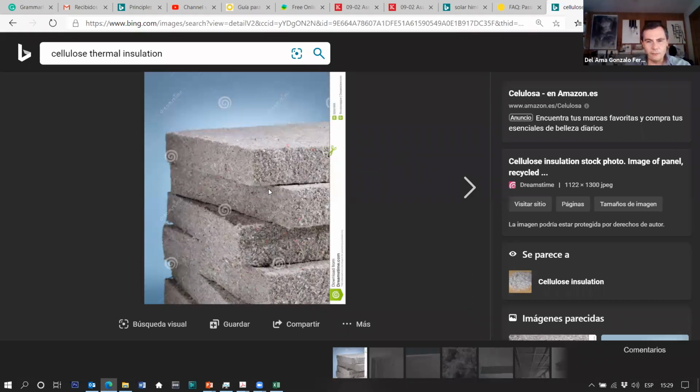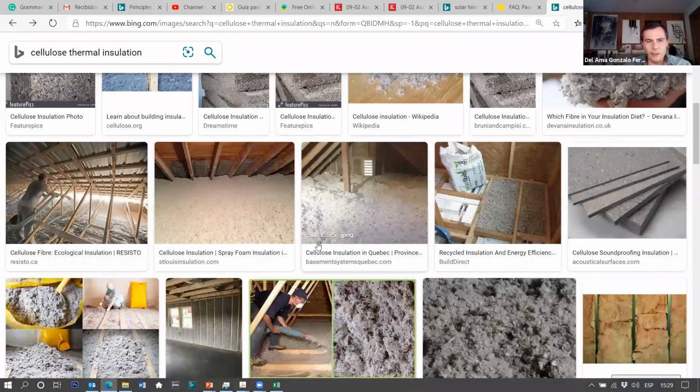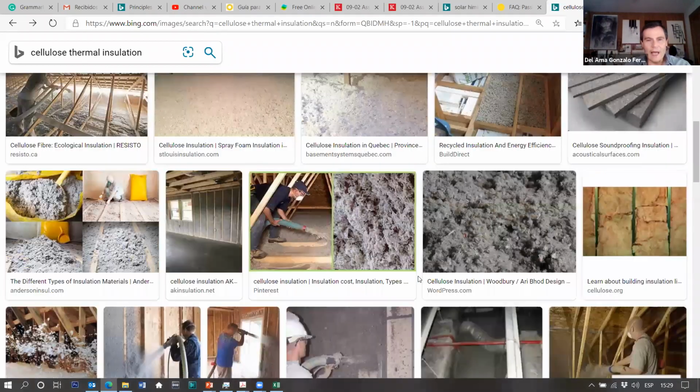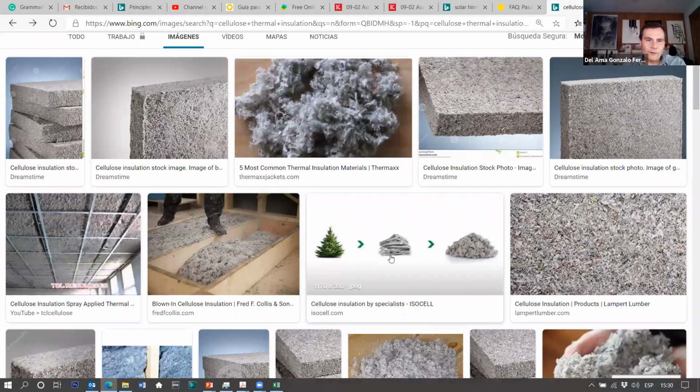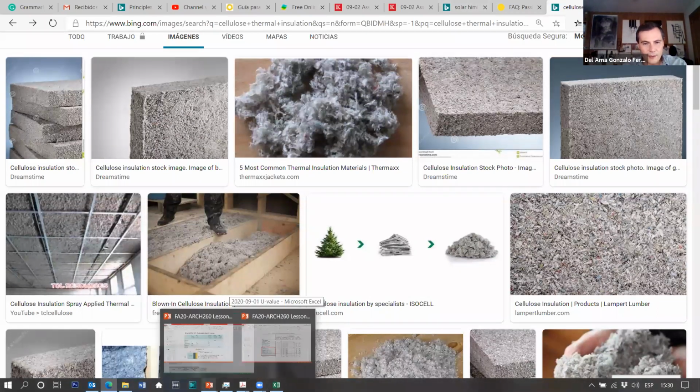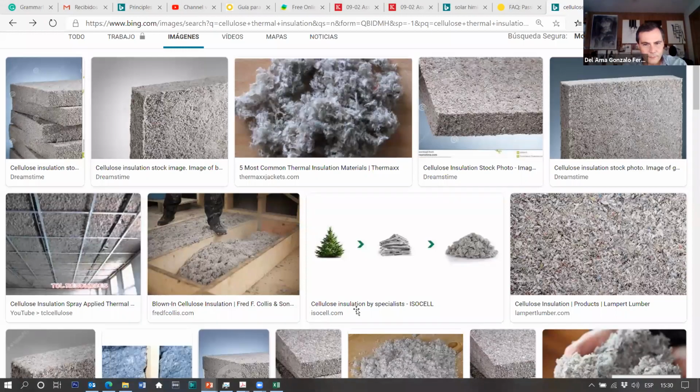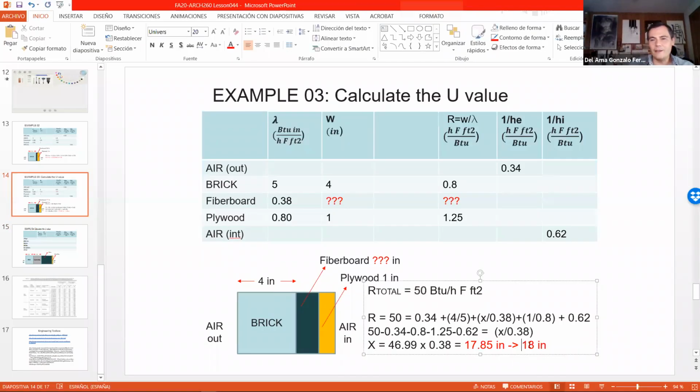It's almost natural because it comes from recycled wood, so it's perfect. But the thermal conductivity is too high for a thermal insulating material. That's the only problem. So you need a huge thickness of thermal insulation. What was the thickness here? Yeah, it was 18 inches. Too much. Okay. What about if you use fiberglass?